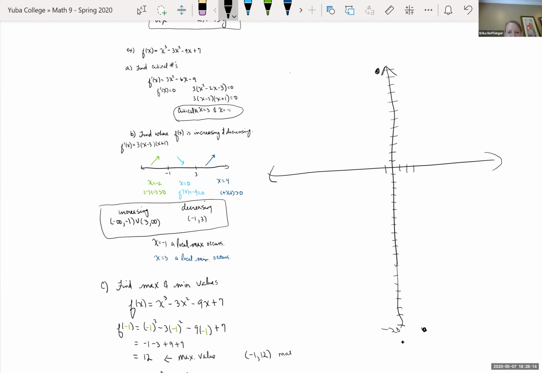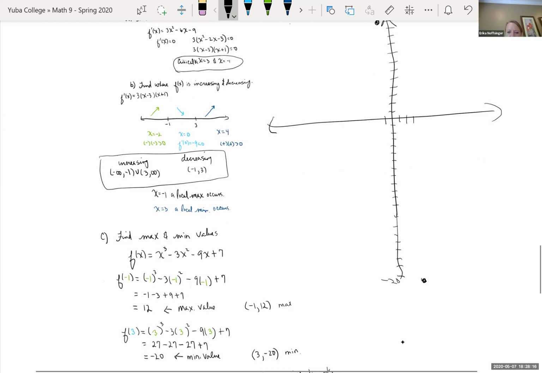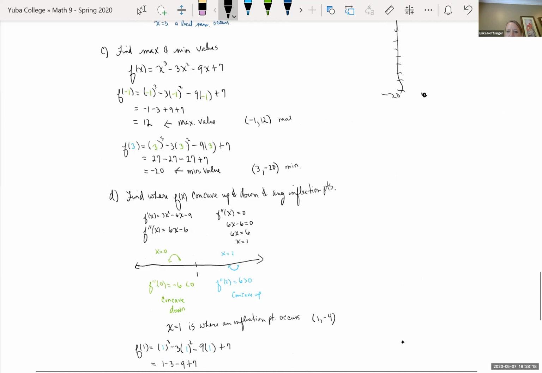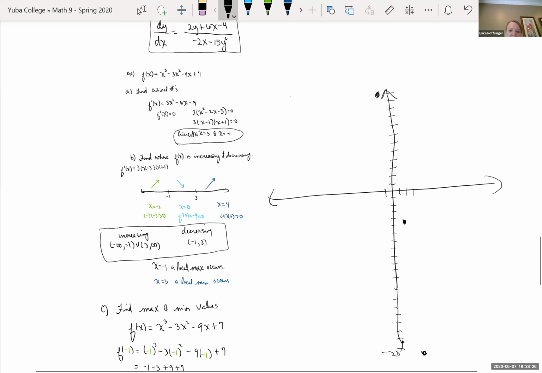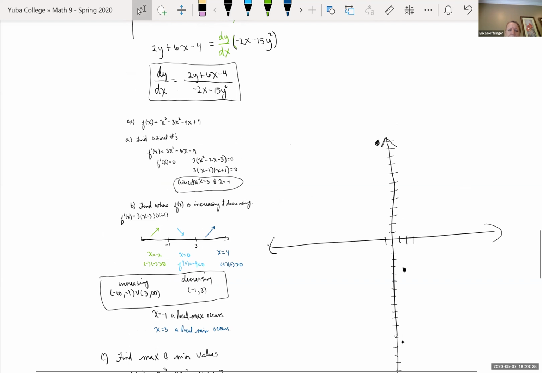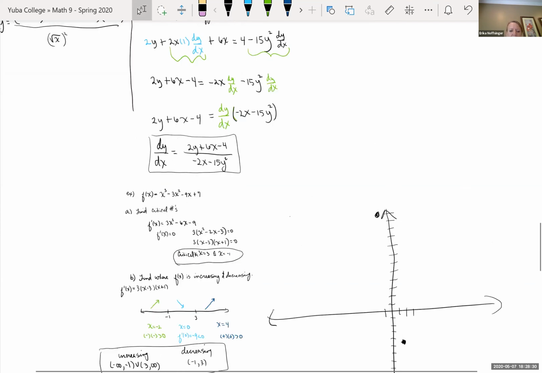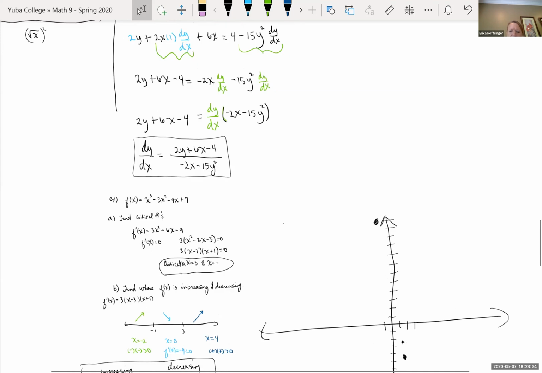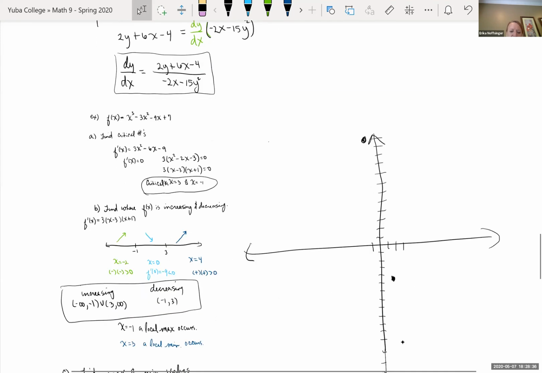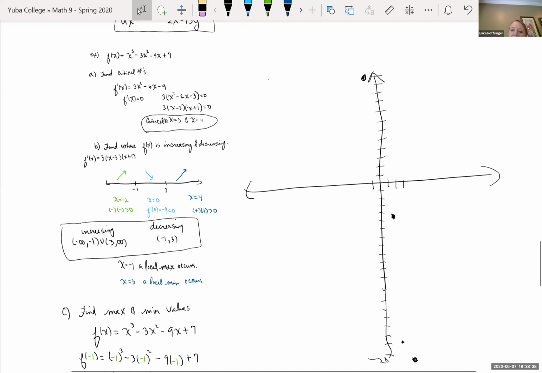And we had an inflection point at 1, -4. We had it that it was increasing. Let's pull it up. Where was it increasing? Until we hit -1, and it was concave down there.